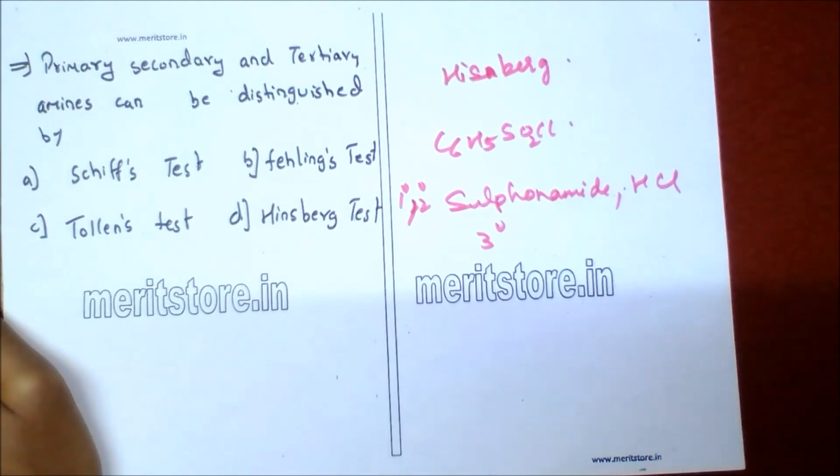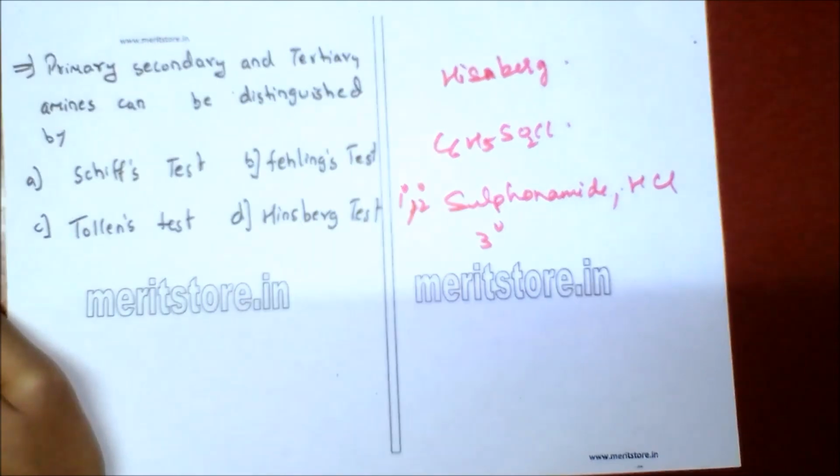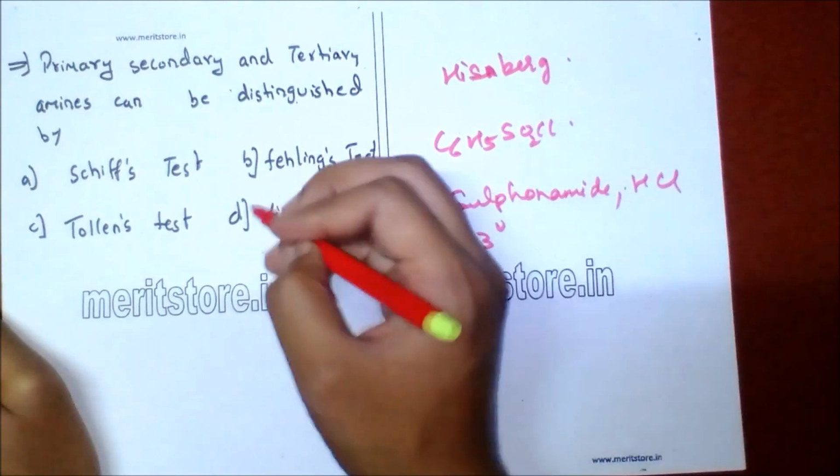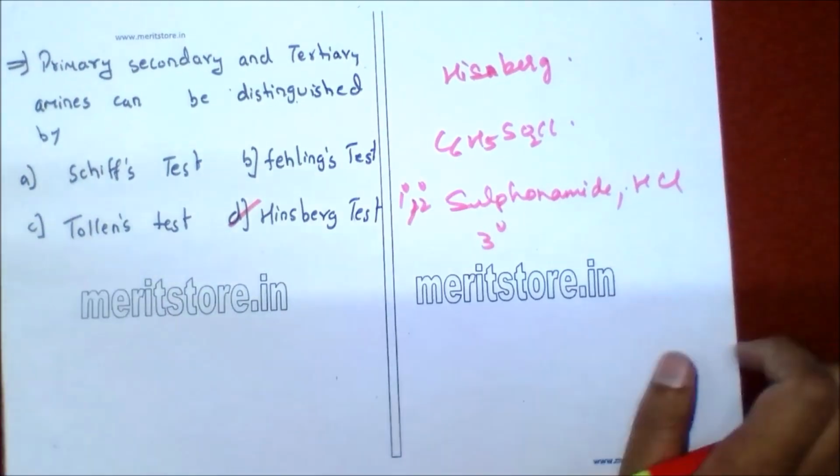In the latter, a quaternary ammonium salt may be formed as an intermediate, but this rapidly breaks down with water to liberate the original tertiary amine. So option D is the correct answer.